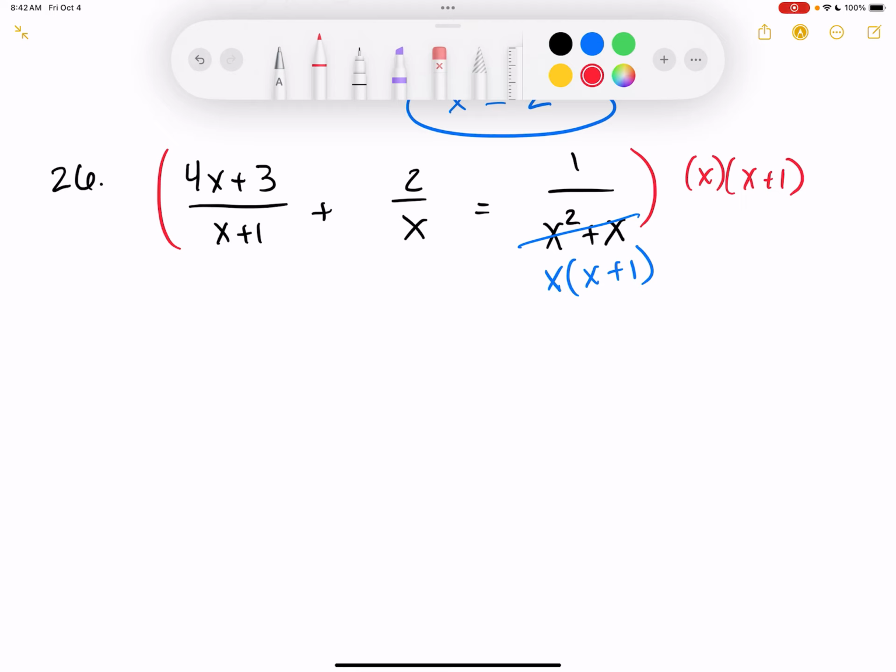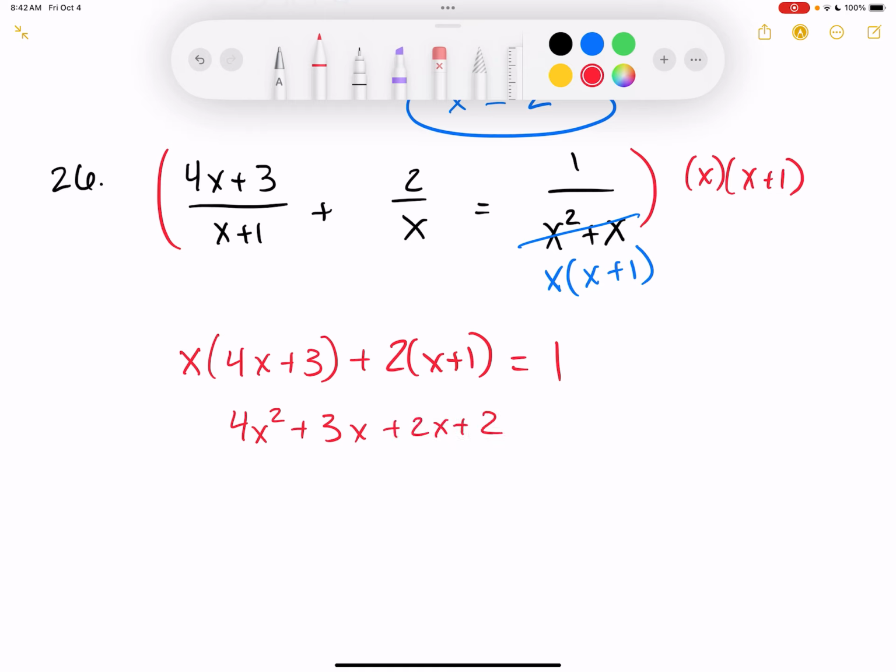So up here, when I do the first term, this fraction times this stuff, the x plus 1s are going to cancel. So I'm going to multiply by x. So I'm going to have x times 4x plus 3. Plus, over here in the second fraction, the x's are going to cancel, so I'm going to have 2 times x plus 1 equals, well, over here, everything cancels, so I just have the 1. So, multiply, I get 4x squared plus 3x plus 2x plus 2 equals 1.